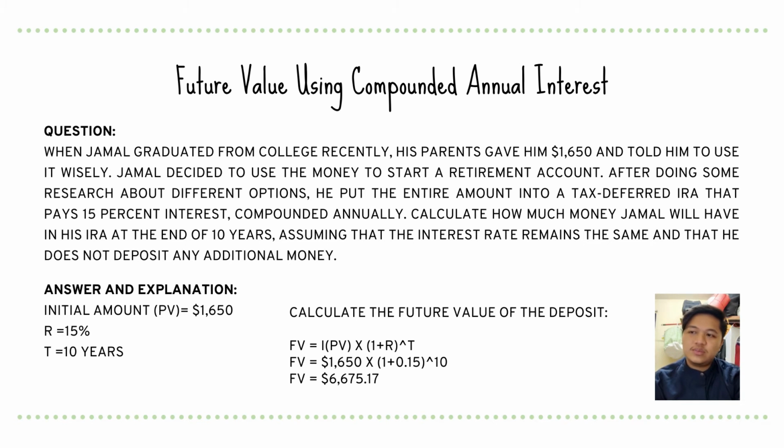Then we put in the numbers. FV equals $1,650 times (1 plus 0.15) to the power of 10. And then we get the answer, $6,675.17.